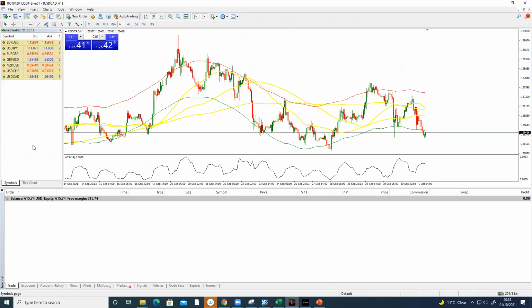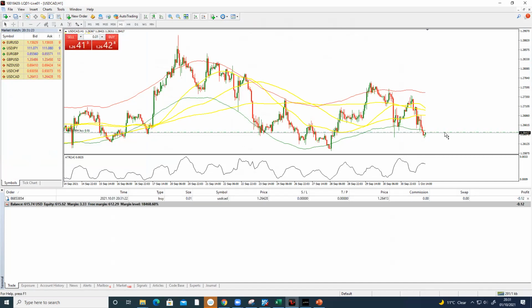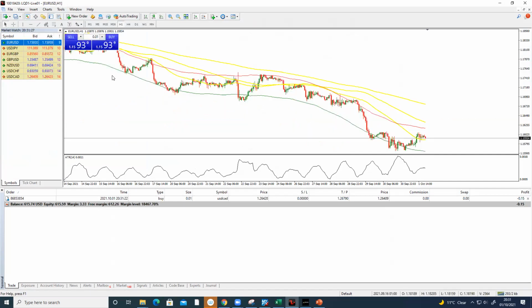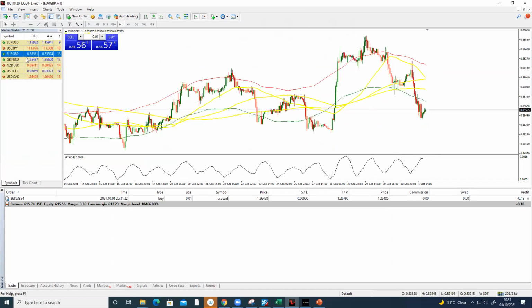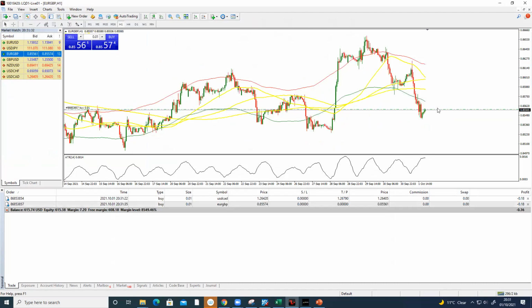This one is the USD CAD. As I said, it's only a 500 pound account. It was 250, now it's gone to 615. So I am going to do this. I'll go bam, take my trade. That's it. That's all I'm doing. Pull, drop. If I see the setup, then I take the trade. If I don't see the setup, then I don't take the trade.